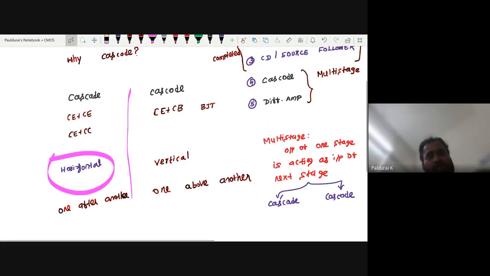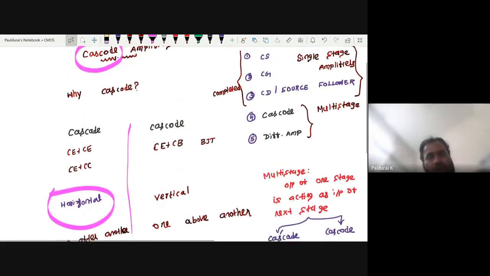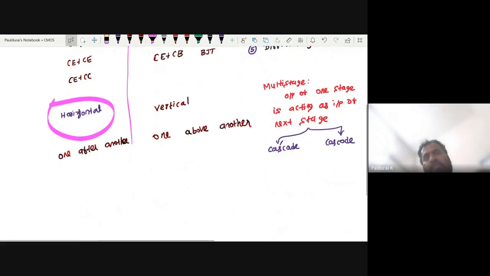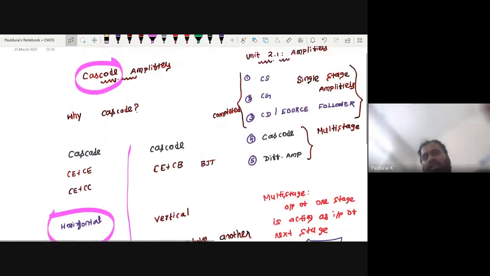Now coming to the interesting part, the cascode. Why cascode amplifier, and what are the drawbacks of the single-stage amplifiers, namely common source, common gate, common drain, which we use everywhere? You might have seen your op-amp internal circuit diagram. It may be based on BJT or on MOS, whatever it may be.